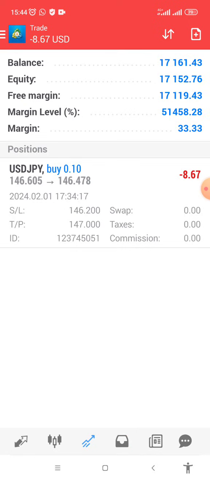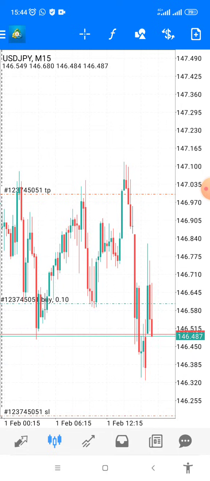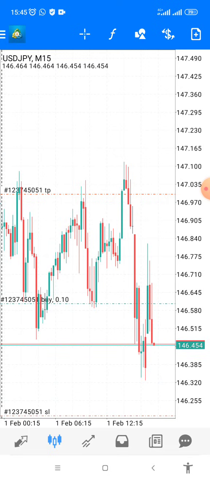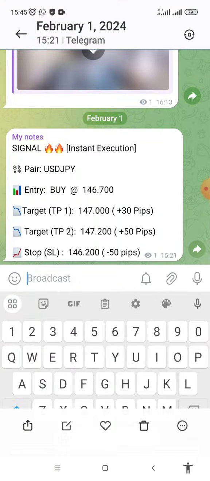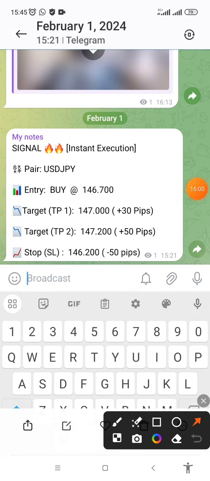Do not say that, okay, the person said instant execution, so you are waiting for price to reach exactly the entry price before you enter. If price hasn't reached the entry price yet, then it is your advantage. Take note. Write this point down. If the price hasn't gotten to the entry point that the person gave, for instance, this is the entry point here, 146.700.